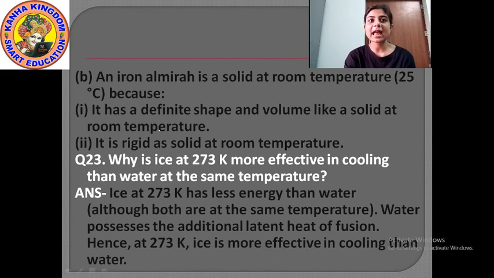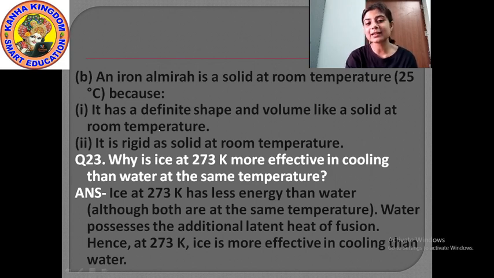It is rigid and cannot be compressed at room temperature. Okay, so that is why it is solid. Now question number 23. Why is ice at 273 Kelvin more effective in cooling than water at the same temperature?